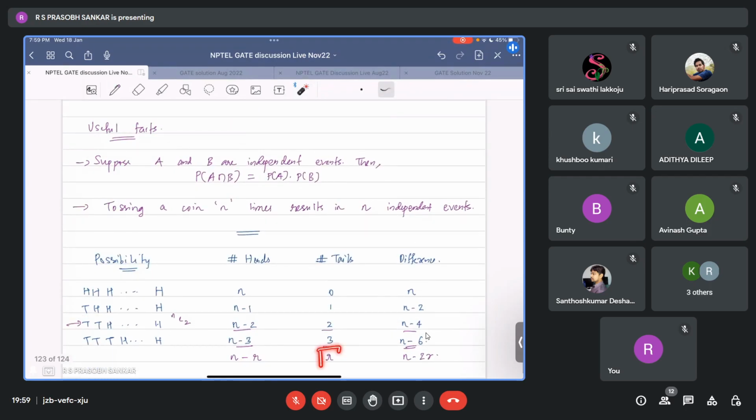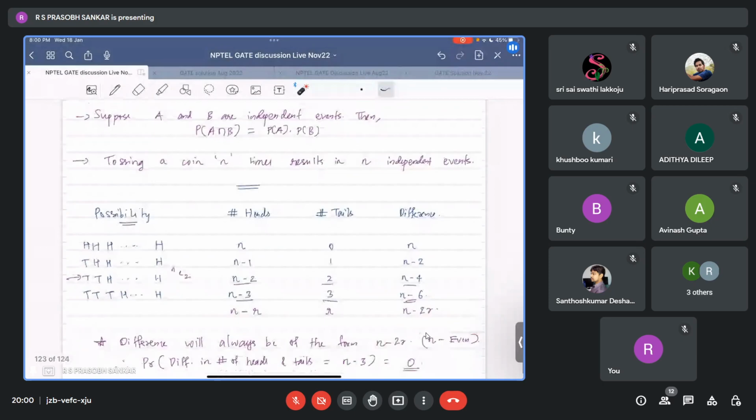So the interesting thing is, if we see the difference here, in general, suppose we have r tails. If we have r tails, then there will be n minus r heads. So the difference between the number of heads and tails is n minus 2r. That is always the case. So the difference will be n minus an even number. It will be n minus 0 or n minus 2 or n minus 4, n minus 6, like that. So the difference of the number of heads and tails will always be of the form n minus 2r, or n minus an even number.